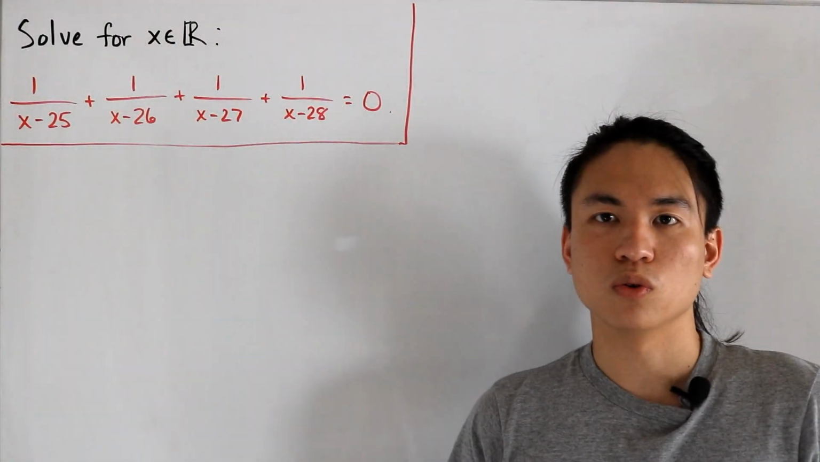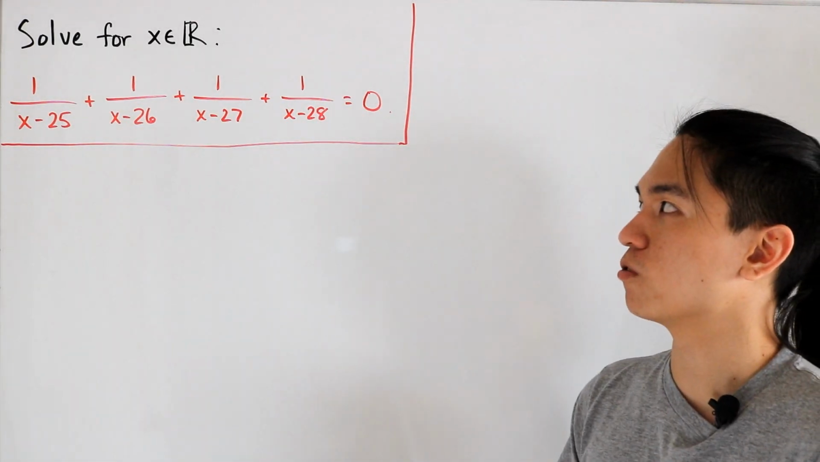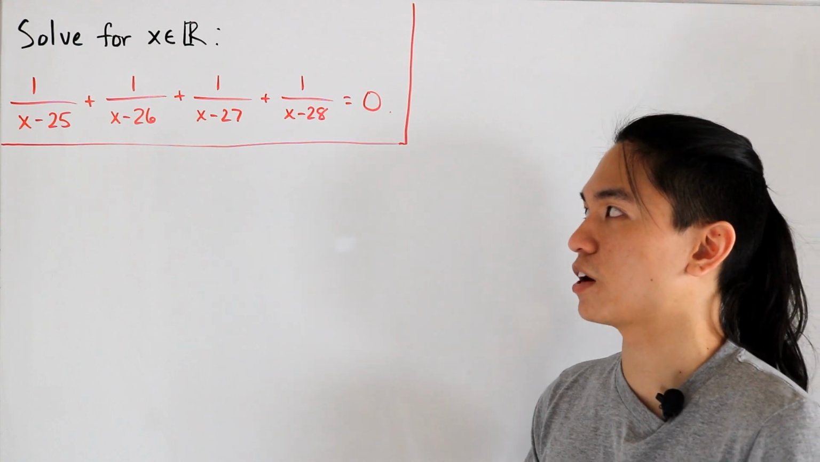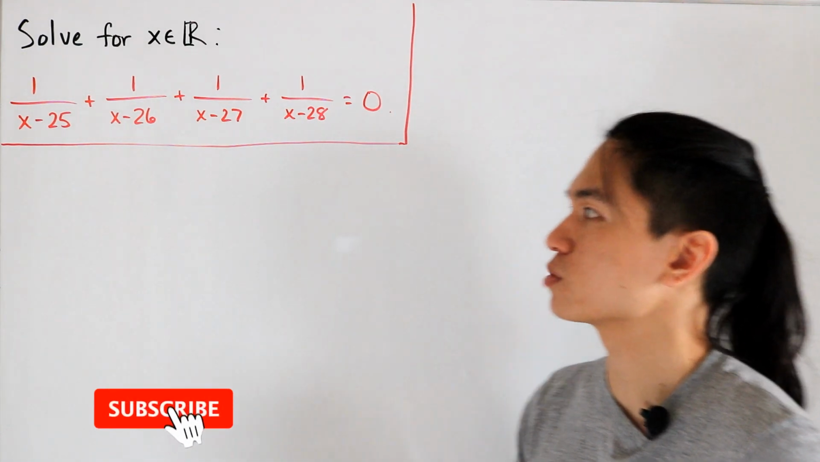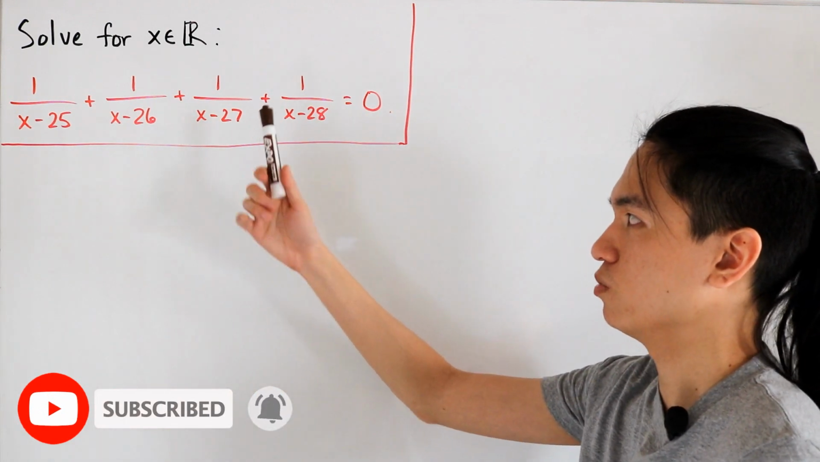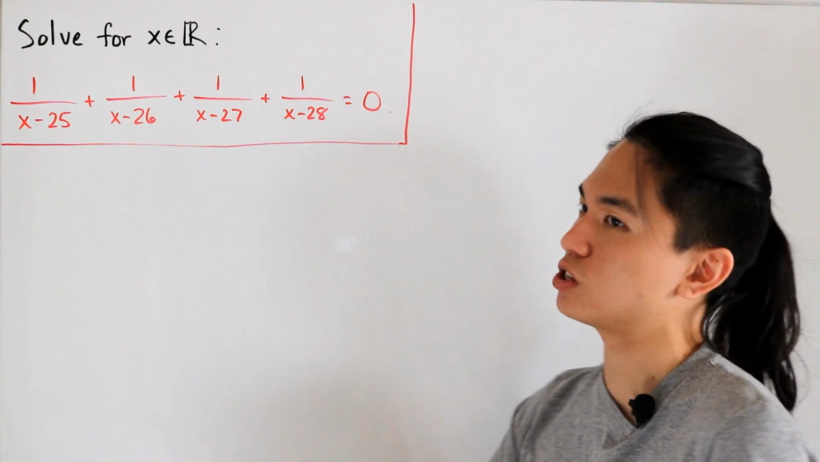Okay, so welcome back to another video. Here today we want to solve for the real solutions of our given equation, that is, to find x such that 1 over x minus 25 plus 1 over x minus 26 plus 1 over x minus 27 plus 1 over x minus 28 is equal to 0.